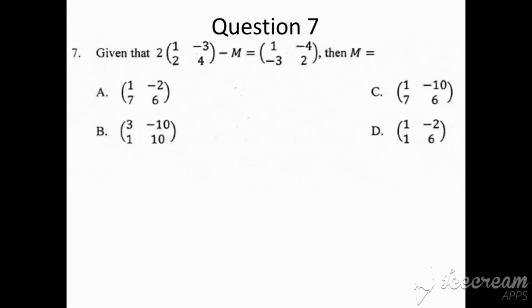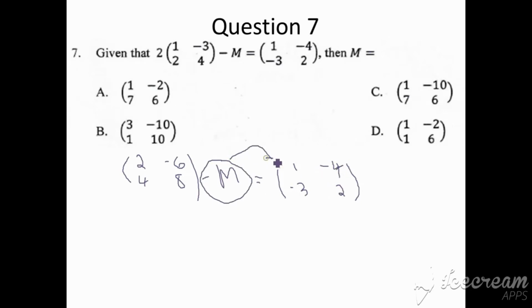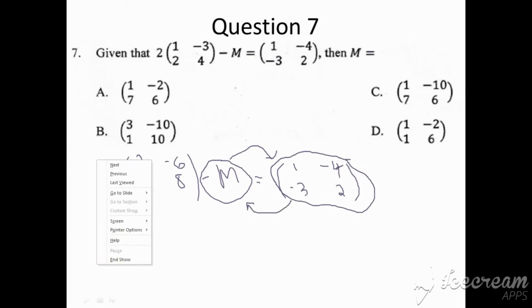Number 7. Okay, so first you multiply the value 2 into this matrix. Each number you multiply by 2. So you have 2 times negative 3, negative 6, 2 times 2, 4, 2 times 4, 8, minus n equals 1, negative 4, negative 3, 2. Okay, and then you move this negative n to the right hand side. Then you move this whole matrix to the left hand side.